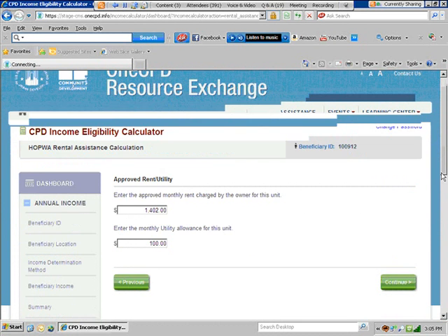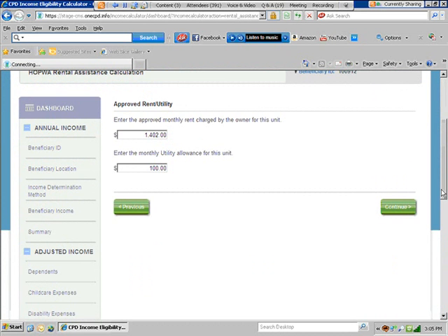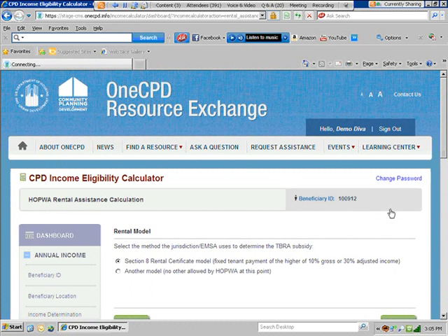So it's going to ask the two questions on HOPWA. Is it a rent standard? Underneath the rent standard, is it reasonable? And then here we put in the applicable rent standard. Okay, so I'm sorry, the applicable rent for the household, which happens to be the FMR. So 1402 is the max FMR, and then we have a $100 utility allowance. I'm sorry, I did not say deposit.